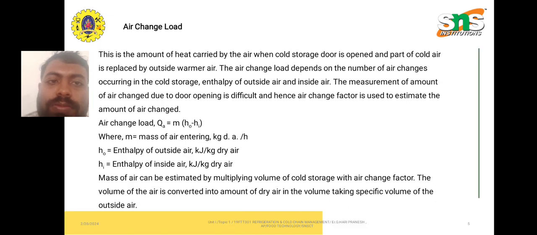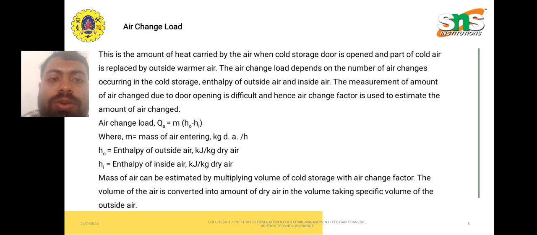Air change load. This is the amount of heat carried by the air when the cold storage door is opened and part of the cold air is replaced by outside warmer air. The air change load depends on the number of air changes occurring in the cold storage, and the enthalpy of outside air and inside air. The measurement of the amount of air change due to door opening is difficult, and hence an air change factor is used to estimate the amount of air changed.